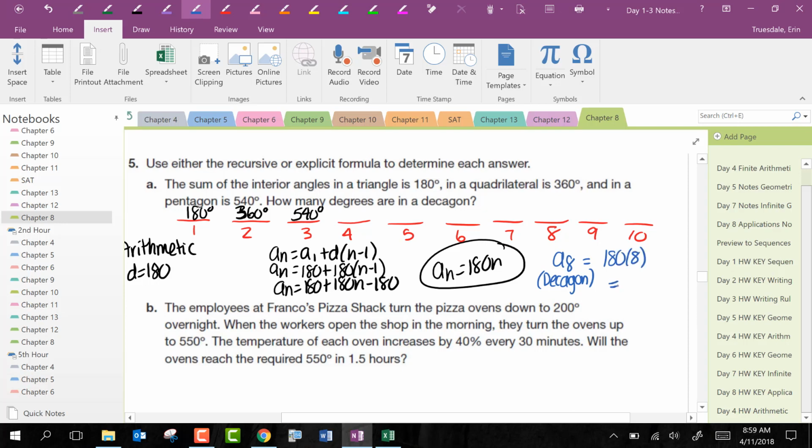Okay, and so we get 1,440 degrees. Okay, and so that's the tricky part of this problem: most of us would want to plug in 10. Okay, but it's not the 10th term, because you can't start with a figure that only has one side as a line. Okay, it's not going to have any degrees in there. Any questions there?